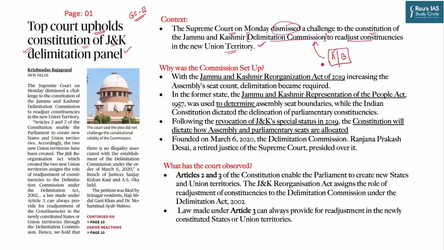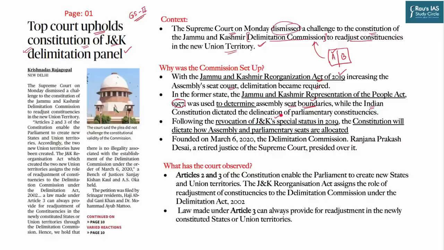The reason is that after 2019, when the Jammu and Kashmir Reorganization Act was passed, assembly seat count and delimitation were required, because it was divided into two. In the former state of J&K, delimitation was conducted according to the J&K Representation of the People's Act 1957, which determines the seats and their boundaries, that is, the actual boundaries of a particular constituency. However, the Lok Sabha seats or the Rajya Sabha seats were based on the Indian Constitution and not the J&K Representation of the People's Act. There was a discrepancy in both these things.